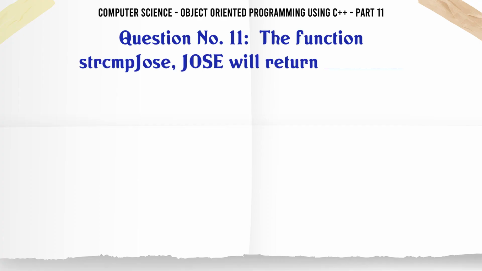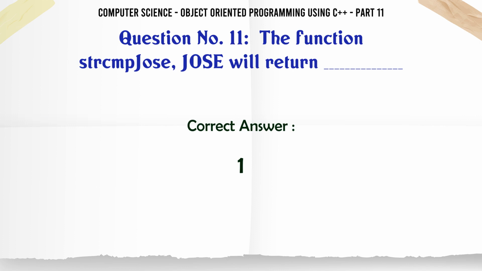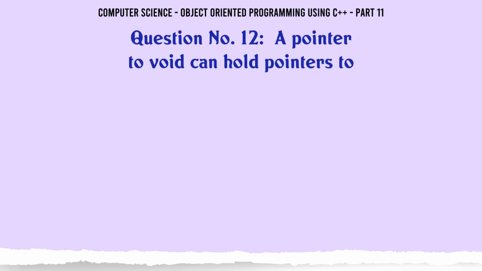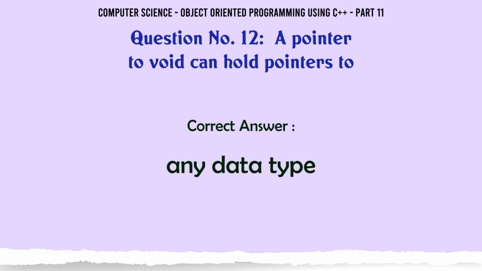The function strcmp("joe", "joe") will return a) 1, b) 0, c) -1, d). The correct answer is 0. A pointer to void can hold pointers to a) char type, b) int type, c) float type, d) any data type. The correct answer is any data type.